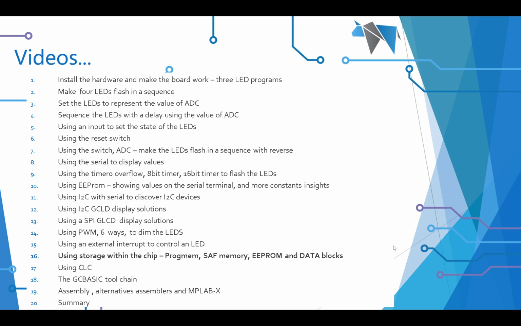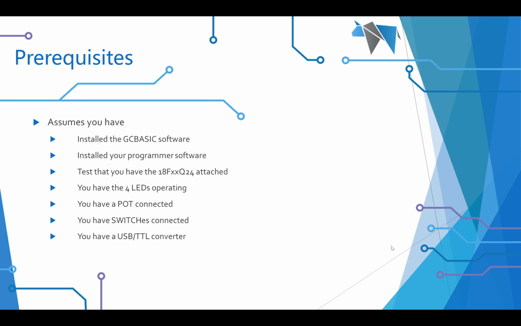So, storage within the chip. That's program memory, SAF memory, EEPROM data blocks. Let's get into it. Okay, I'm assuming that you've installed your GCBASIC software, your programmer.